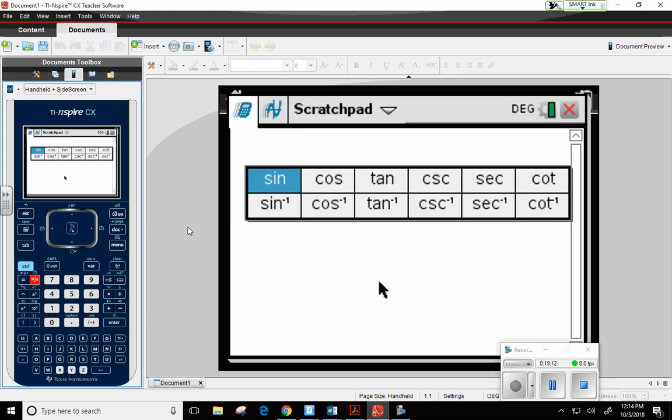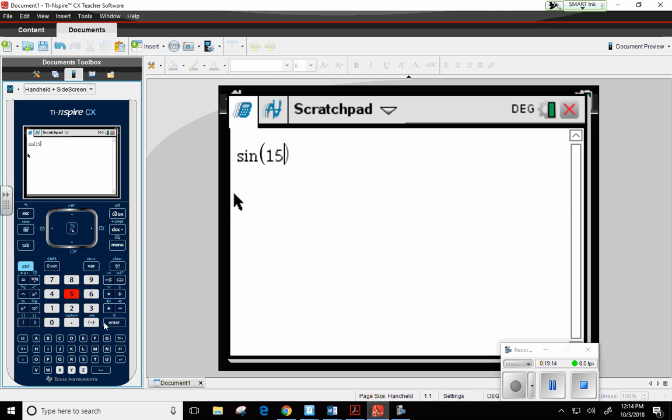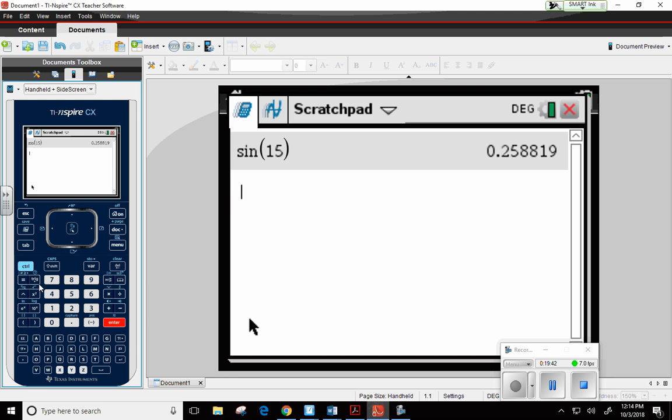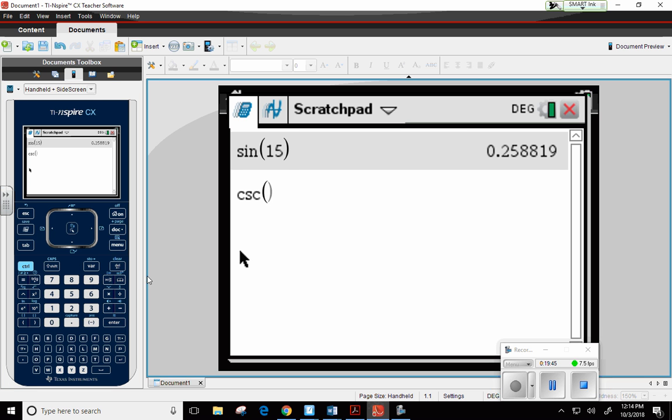Sine of 15 degrees. So sine of 15. Okay. Now remember, what was sine's ratio? It was what over what? Opposite over hypotenuse, right? So whatever triangle I'm talking about, if I have an angle that's 15 degrees, whatever the length of the side opposite 15 divided by the length of the hypotenuse should be giving me that. All right. And I got another couple, cosecant of 45. So CSC, 45.